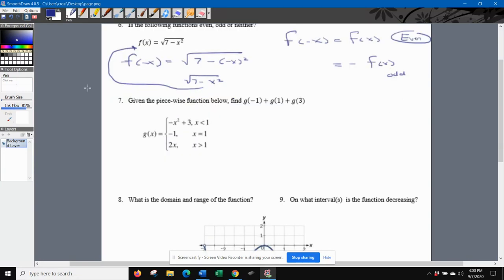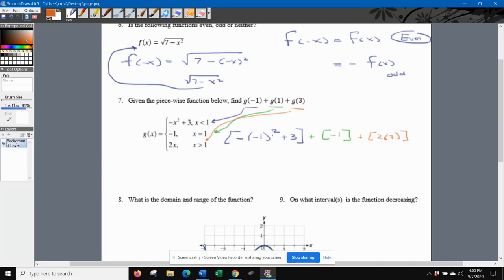All right, piecewise functions. Let's do the part g of negative 1. Well, that would be in this part, and that would be a negative negative 1 squared plus 3. And let me change colors. The second part, the g of 1, well, that would go right there, and that would be a negative 1. And the last part, g of 3, it's right there, and that would be 2 times 3.